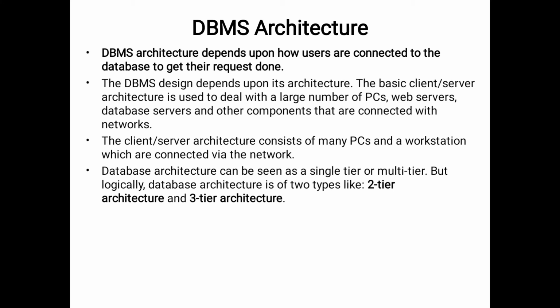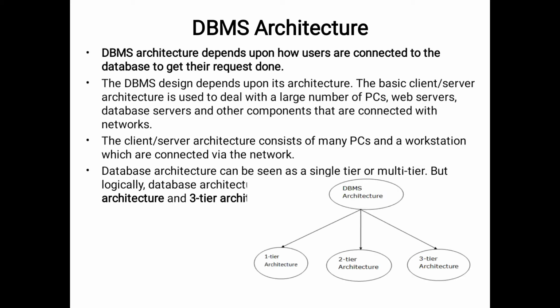Here we have three different types of architectures: one tier architecture, two tier architecture, three tier architecture. But logically we only discuss two tier and three tier architectures. One tier architecture means we communicate directly with the database. For example, our systems are used by us only, our mobiles are used by us only. That is one tier architecture.